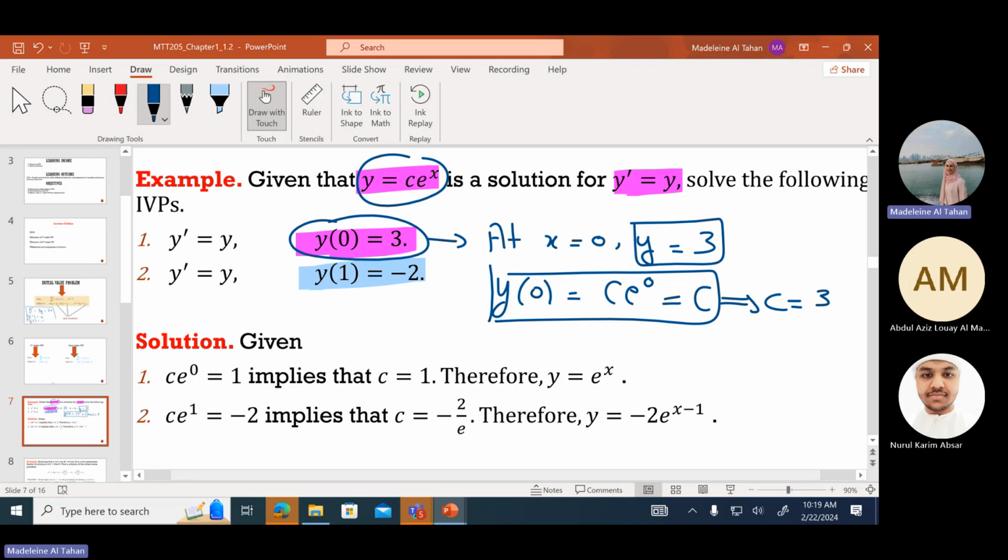What will be the solution now? The solution will be y equals 3e^x. Why don't we take the first one, y(0) and y(1)? Because these are two different ones. I will solve this one for the question. Different ones.